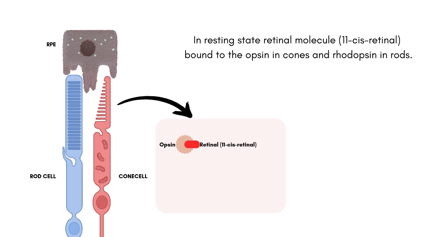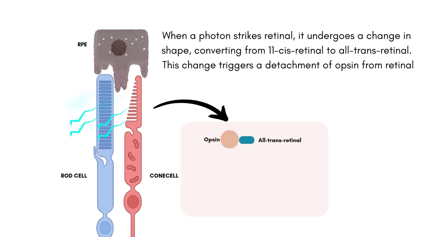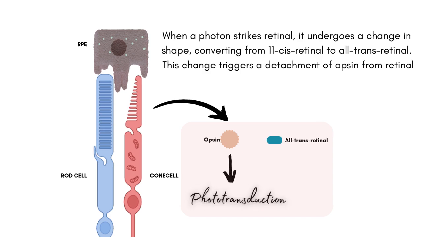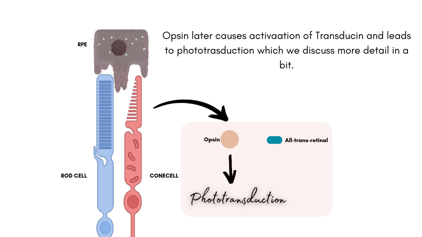In the resting state, the retinal molecule 11-cis retinal is bound to the opsin in cones and rhodopsin in rods. When a photon strikes retinal, it undergoes a change in shape, converting from 11-cis retinal to all-trans retinal. This change triggers a detachment of opsin from retinal. Opsin later causes activation of transducin and leads to phototransduction, which we discuss in more detail in a bit.